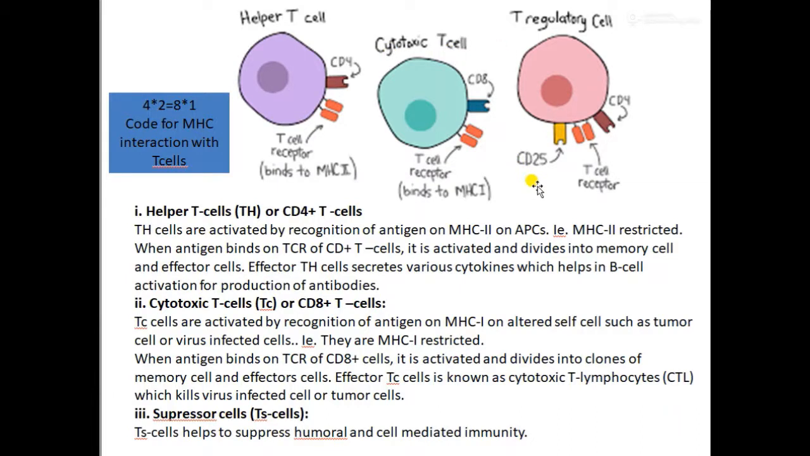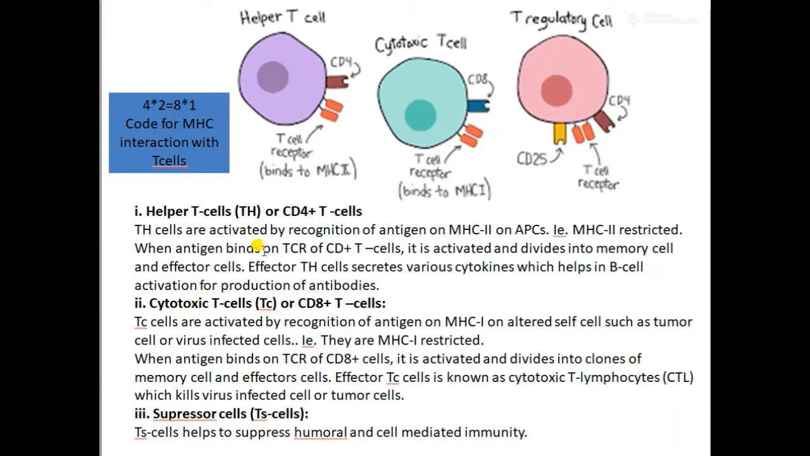And sometimes you will have a CD4 receptor and also a CD25 receptor. Then you call it a regulatory cell. But in all the T cells, the T cell receptors are common. These are the ones which interact with the MHC molecules. So based upon the surface molecules, the T lymphocytes are divided into different types. You can have T helper cells, T cytotoxic cells, as well as T regulatory cells.